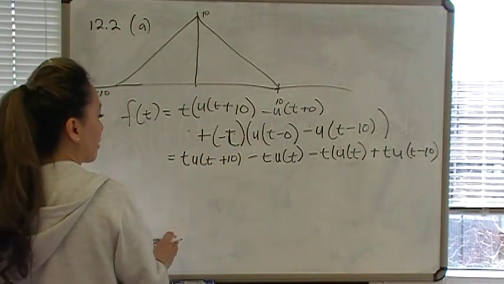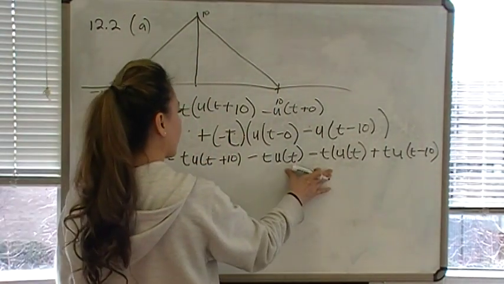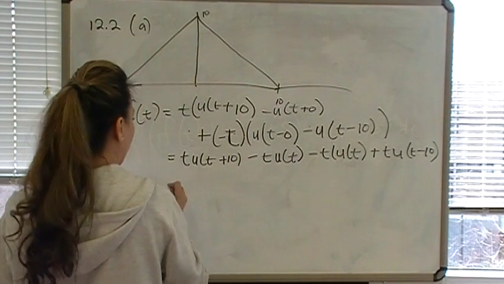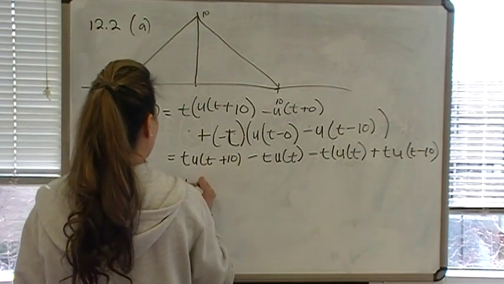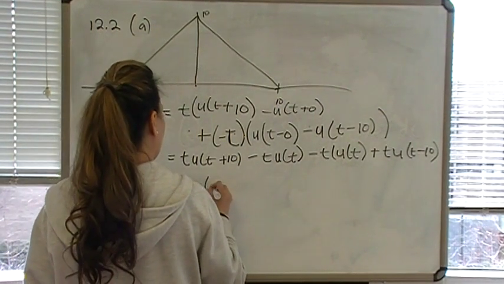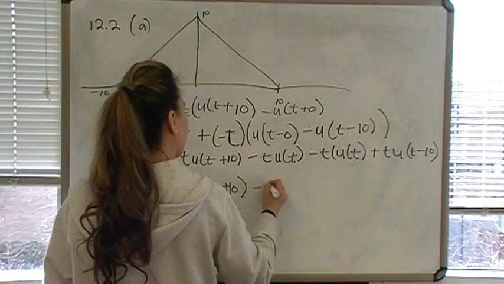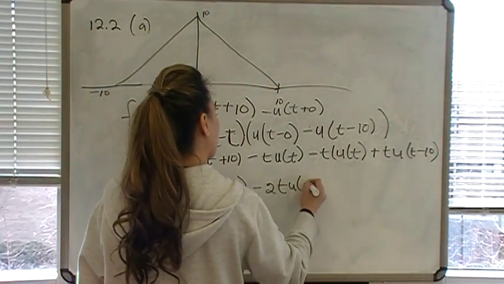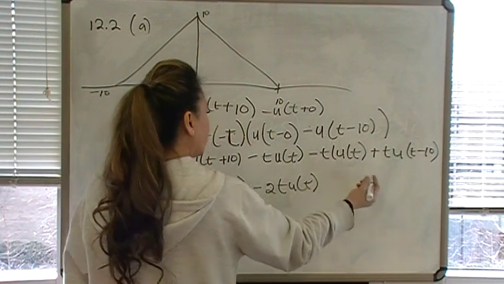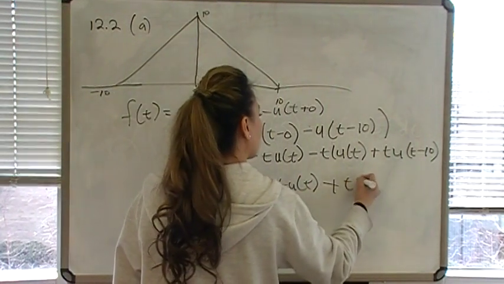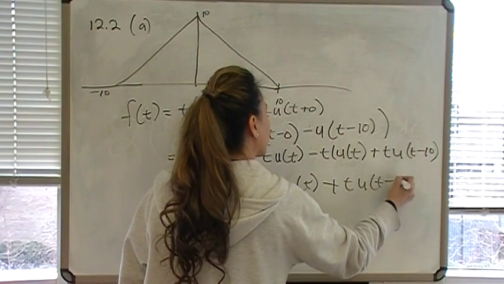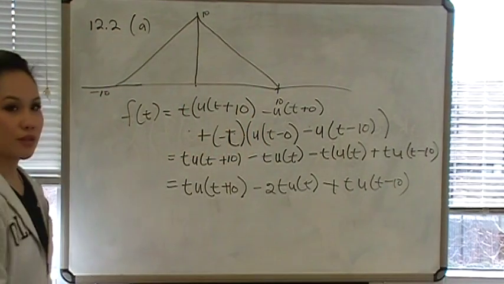Okay, so now we can combine some terms. These two come together, and that is actually all that combines. So the final expression for this term is t u t plus 10 minus 2 t u of t plus t u t minus 10. And that's the final answer for that.